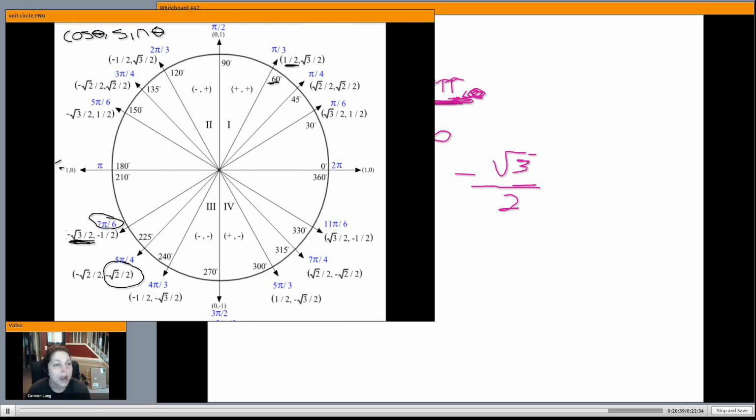So why do we need these ordered pairs? Because we can give the cosine and the sine of all special right angles off of the unit circle just by looking at the ordered pairs. Cosine is the first part of the ordered pair, so cosine of 30 is square root of 3 over 2. Cosine of 45 is square root of 2 over 2. Cosine of 60 is 1/2. And the sine is the second part of the ordered pair. That's why it's important to have the positive or negative correct, because like down here, sine of 5 pi over 3 is negative square root of 3 over 2. And you need to know that.